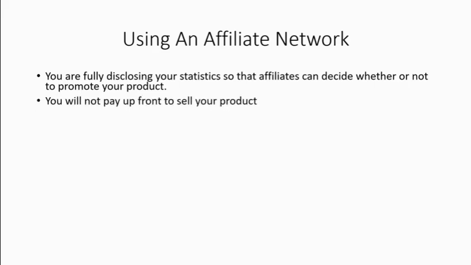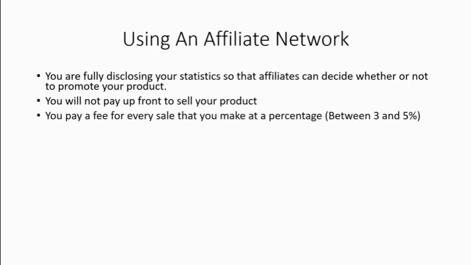And the thing about using an affiliate network like JVZoo Warrior Plus is that you are not going to pay up front to sell your product. Now, if you decide to use ClickBank, you are going to have to pay a fee up front. Right? There's some ways around that, but you're always going to have to pay at least that initial fee. I think it used to be $50. Not sure what it is today. You're going to pay that upfront to sell your product. You do not have to do that on affiliate networks like JVZoo Warrior Plus.